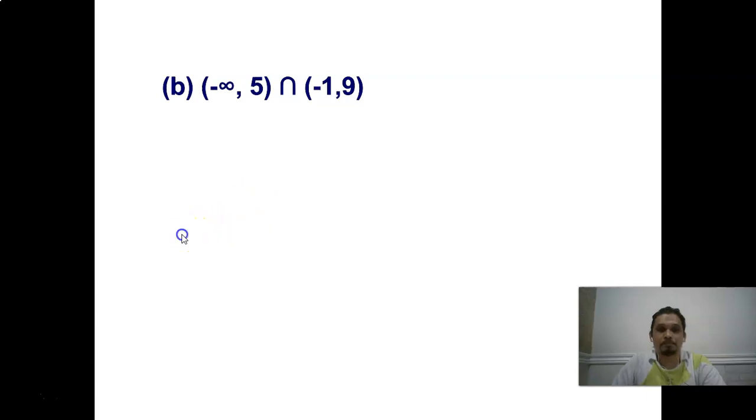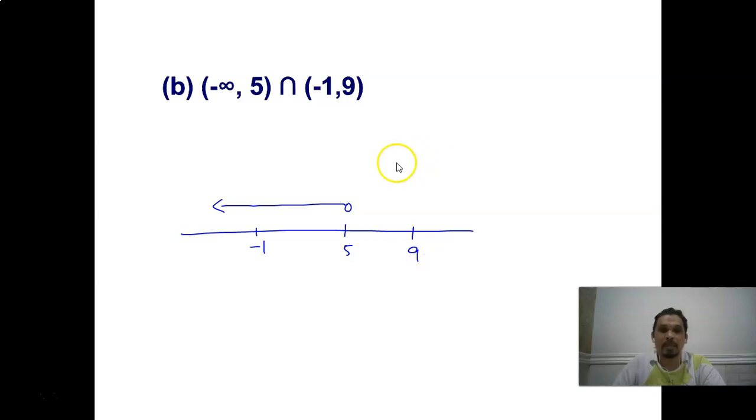Now, from negative infinity until 5. Okay, so negative infinity until 5. So we just imagine that it is from 5 to negative infinity. And then we got negative 1 here, and then 9. So from negative 1 until 9.